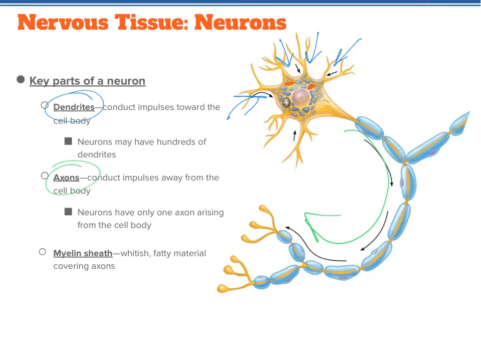And then you'll also see in this picture running along the axon are those kind of blue bubbles. That is the myelin sheath. The myelin sheath are these white, fatty materials covering and protecting your axon. And you can see that they're not actually touching each other, and that's because a nerve signal actually jumps between the myelin sheaths from one node to the other. And that's one reason why a signal travels so quickly through a neuron.